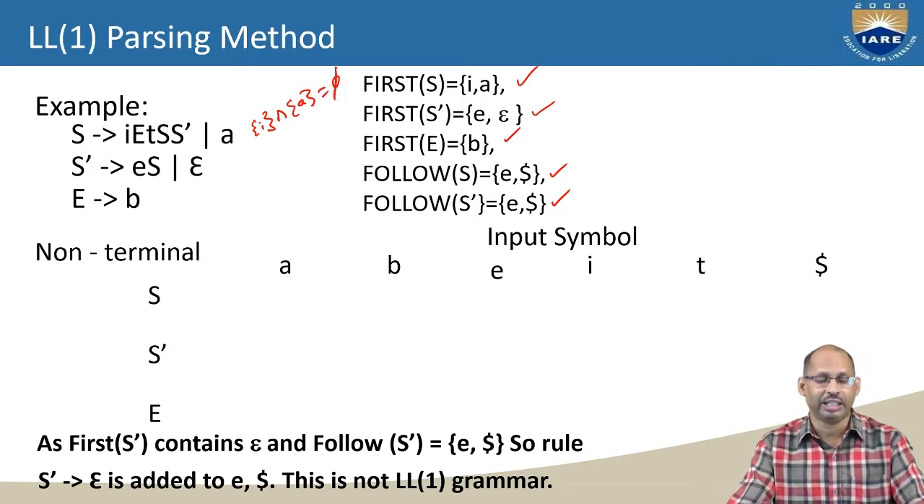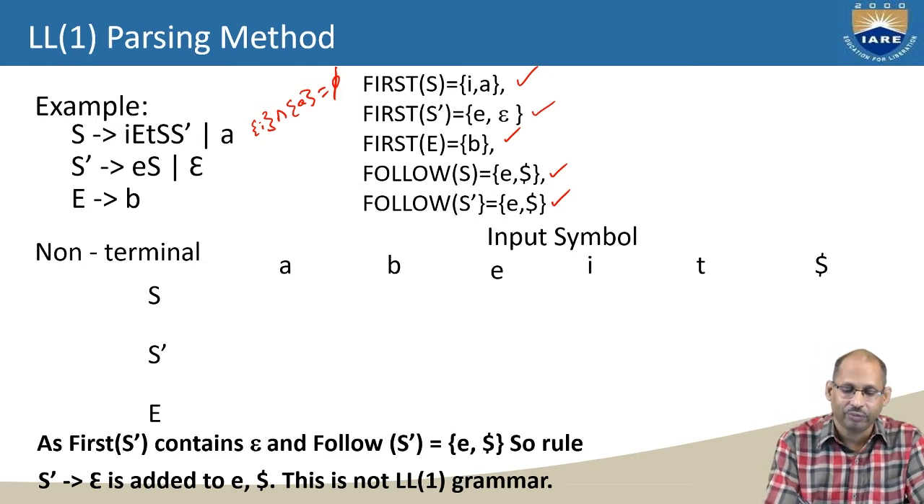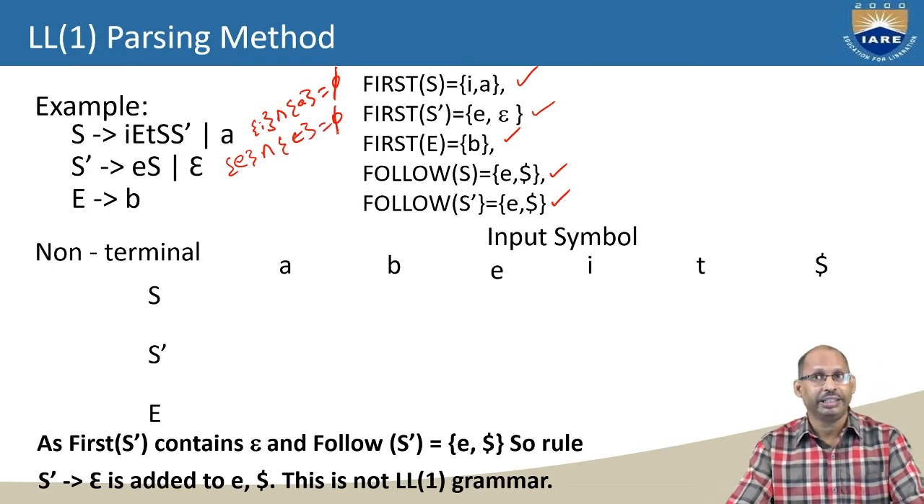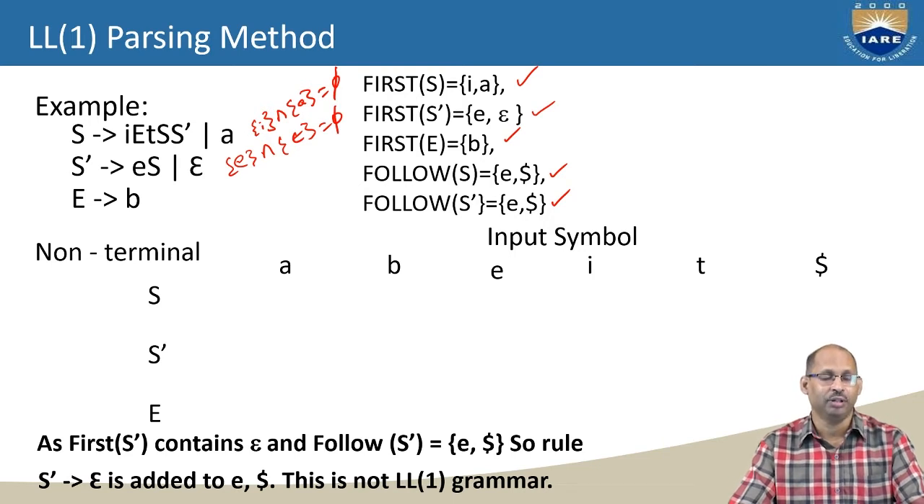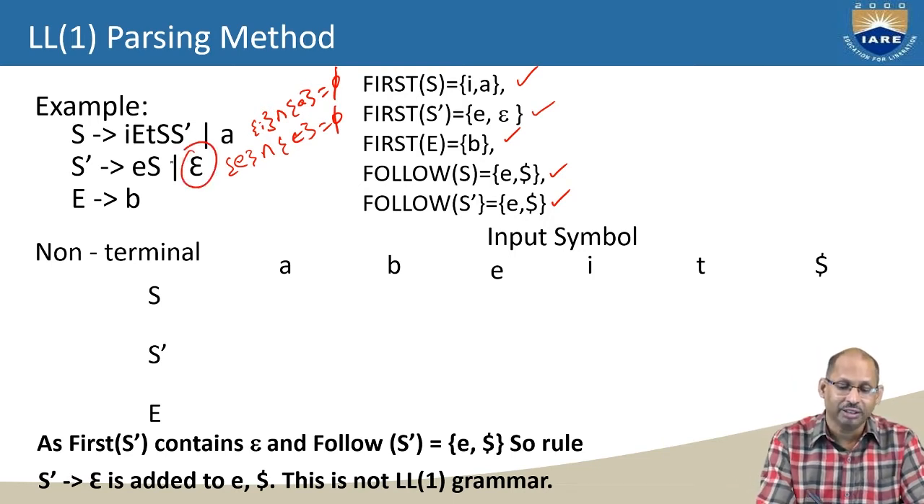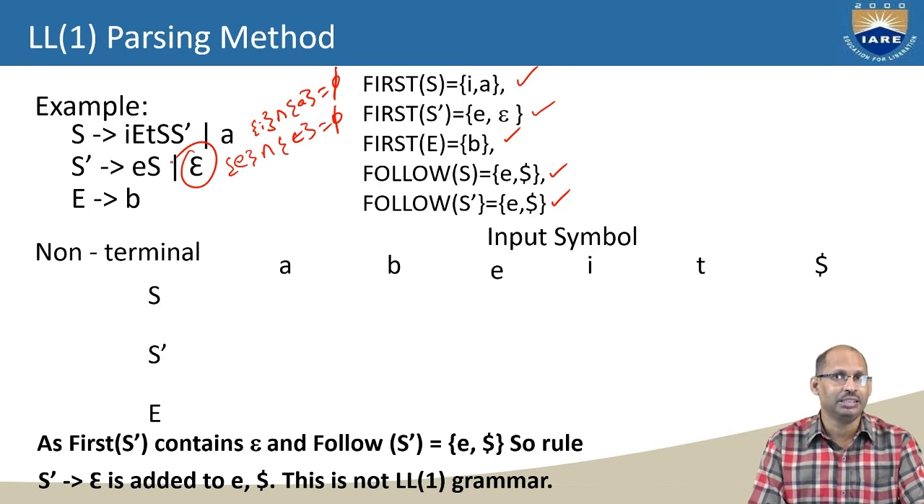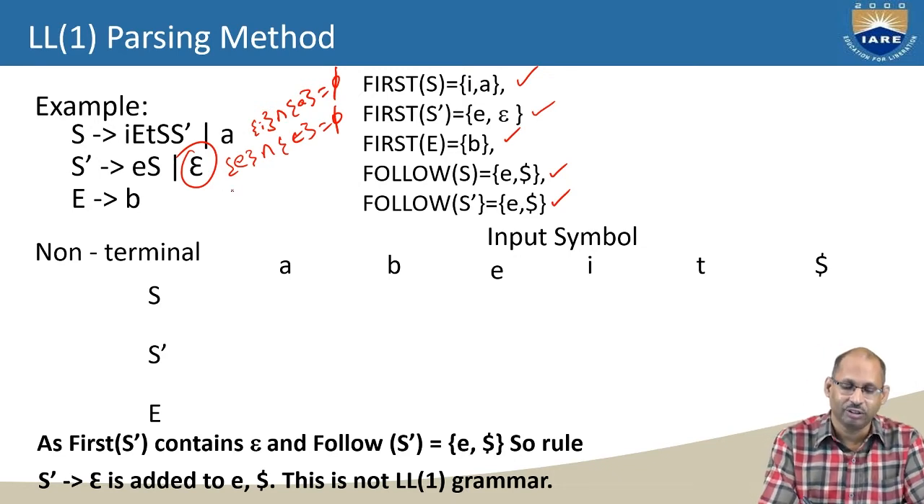The intersection of the first sets is empty, which satisfies the condition. But if we consider here E and epsilon giving empty. So the first condition is satisfied. But one of them is epsilon.